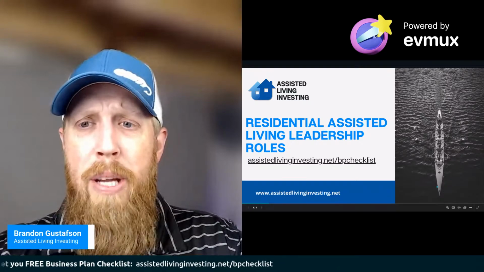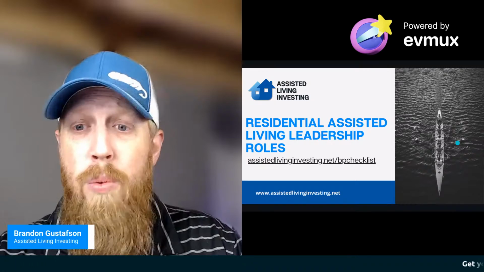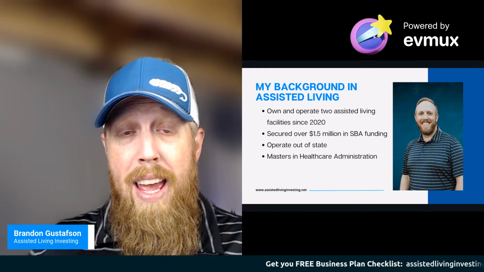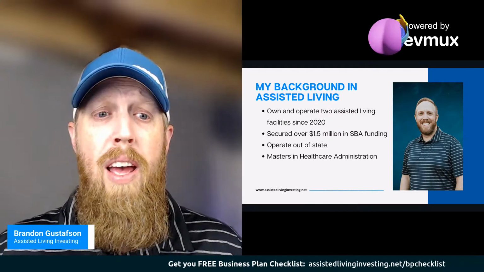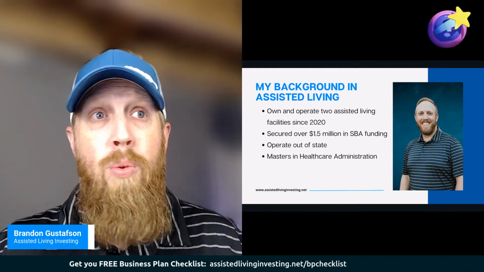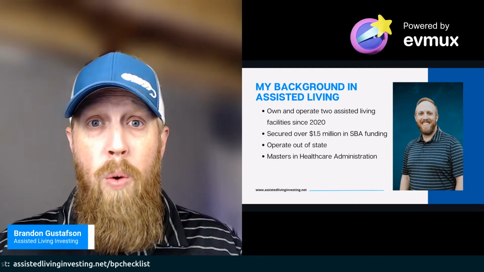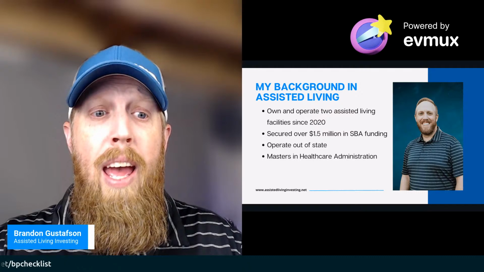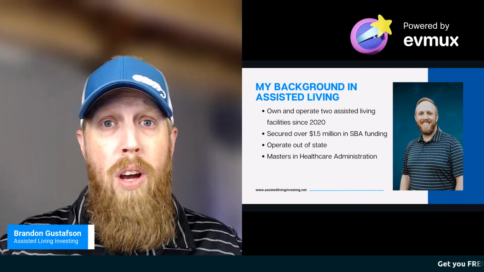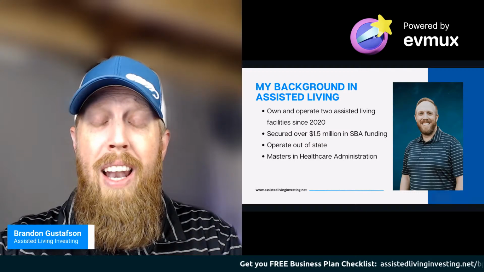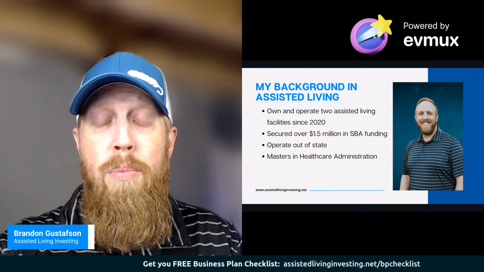So as I mentioned, we're going to be talking about the residential assisted living leadership roles that exist. In doing that, I wanted to give you a little bit of background on who I am. My name is Brandon Gustafson. I own and operate two assisted living facilities, and have done that since 2020. I've secured over $1.5 million in SBA funding, and I also operate out of state. I live in Utah, have one of my facilities in Colorado, and the other one is in Idaho. And I have a master's in healthcare administration with over a decade of experience.